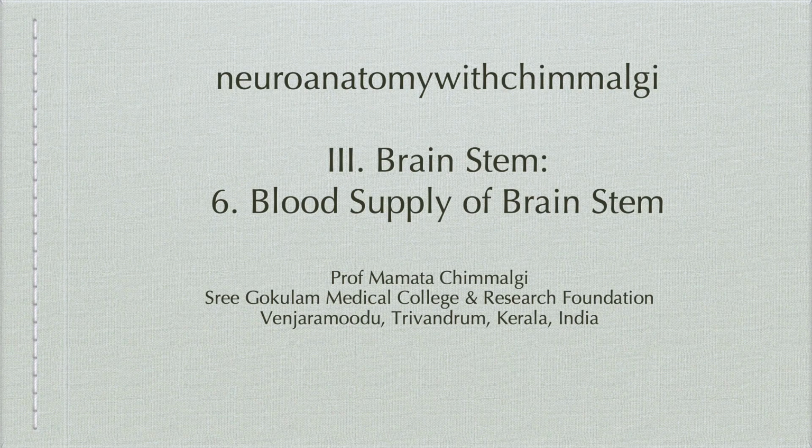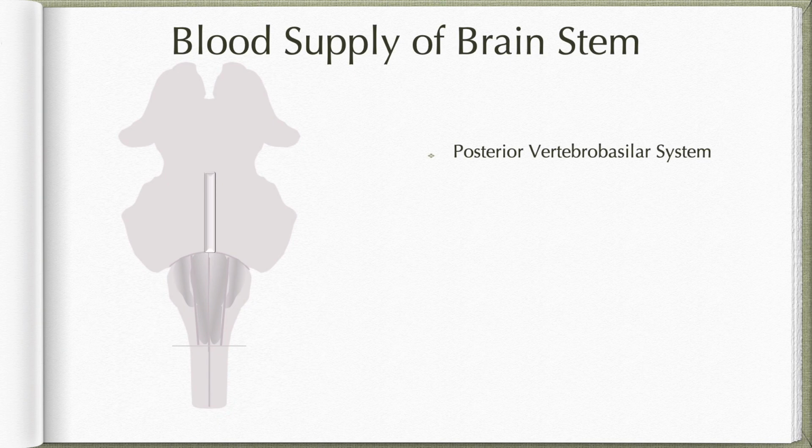In this video, let us learn about the blood supply of the brainstem. Brain is supplied by two sets of arteries, an anterior carotid system of blood vessels and a posterior vertebrobasilar system of blood vessels. Carotid system includes the internal carotid arteries and their branches, and the posterior vertebrobasilar system includes the two vertebral arteries joining together to form the basilar artery and their immediate branches.